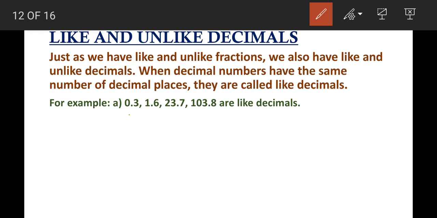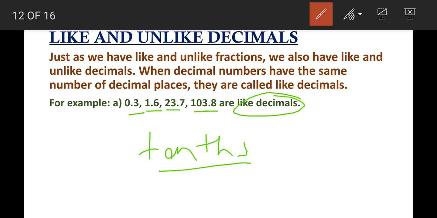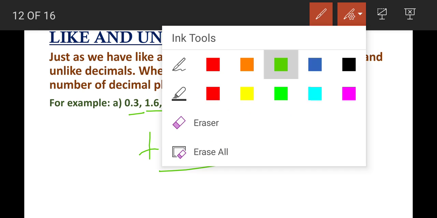First one: 0.3, 1.6, 23.7, 103.8. In all these cases, the decimal place is only one, and that is tenths. The decimal place for all of these is tenths, so we can say that all these are like decimals. You just have to compare the number of decimal places present in each number. If it is the same, they are like decimals. If they are not the same, they are unlike decimals.